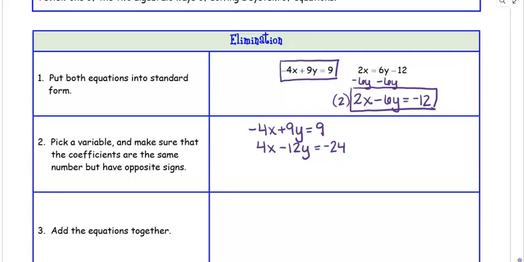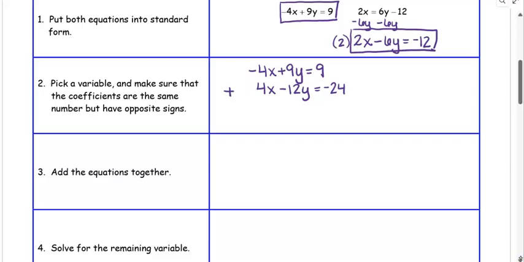Because the next thing that we want to do in step 3 is add those two equations together. Notice what happens to the x's. The x's cancel out. I have 9y minus 12y, or plus a negative 12y, which will give me negative 3y. And then that's equal to, well, 9 plus a negative 24 is going to give me a negative 15.